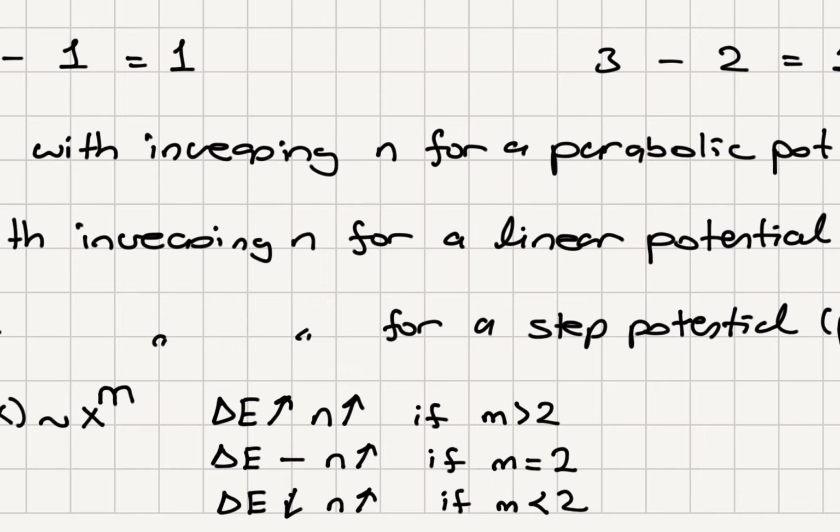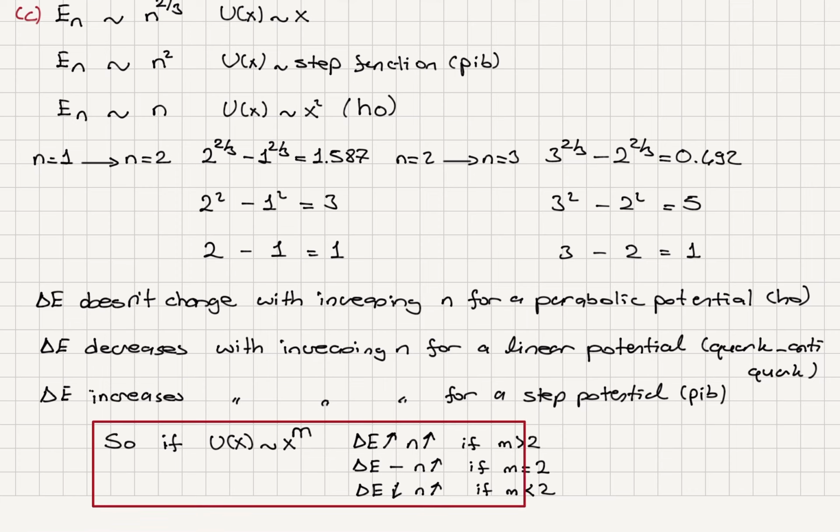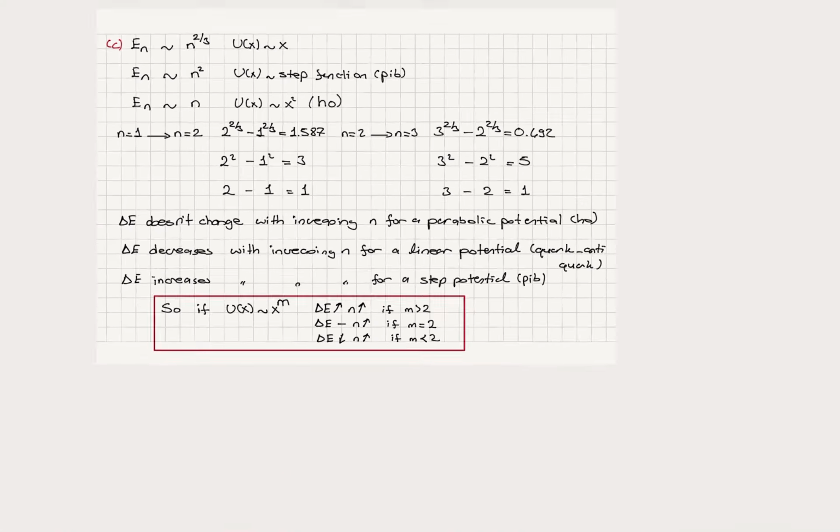So m greater than 2 corresponds to the particle in a box situation, where we have a step function for the potential. m equal to 2 is the harmonic oscillator, and m equal to 1, which is m less than 2, corresponds to the quark-antiquark situation. So we can write this general rule.